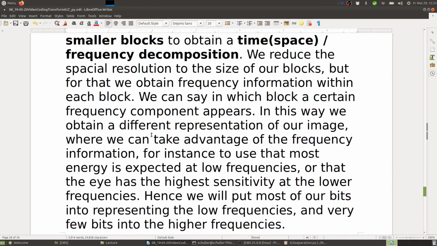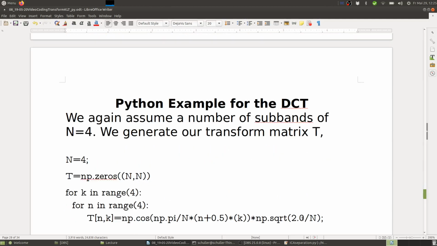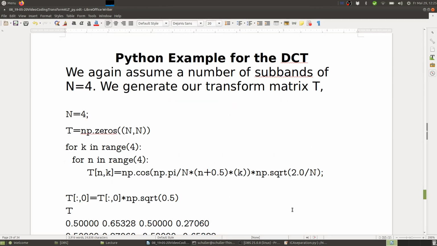And in this way we obtain a different representation of our image, where we can take advantage of the frequency information, for instance, to use that most energy is expected at low frequencies, or that the eye has the highest sensitivity also at the lower frequencies. Hence we will put most of our bits into representing the low frequencies and very few bits into the higher frequencies. So here's a Python example for the DCT.